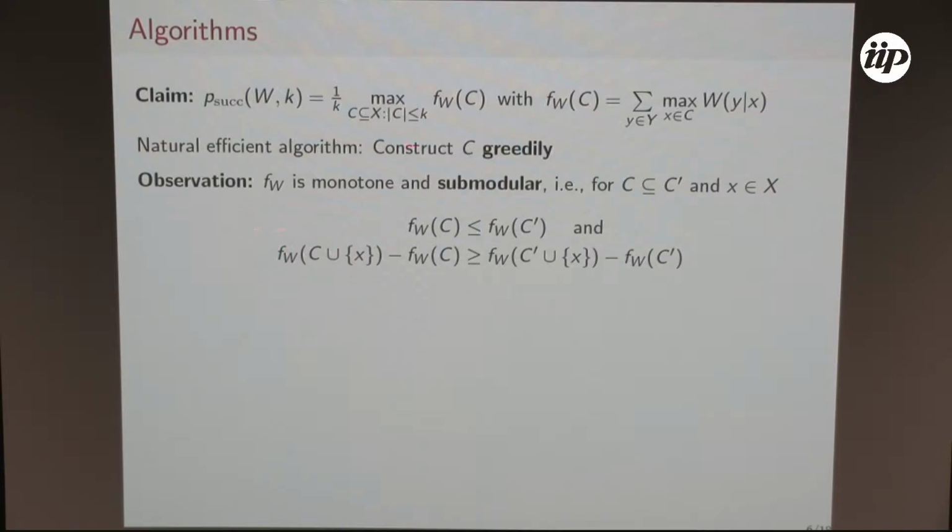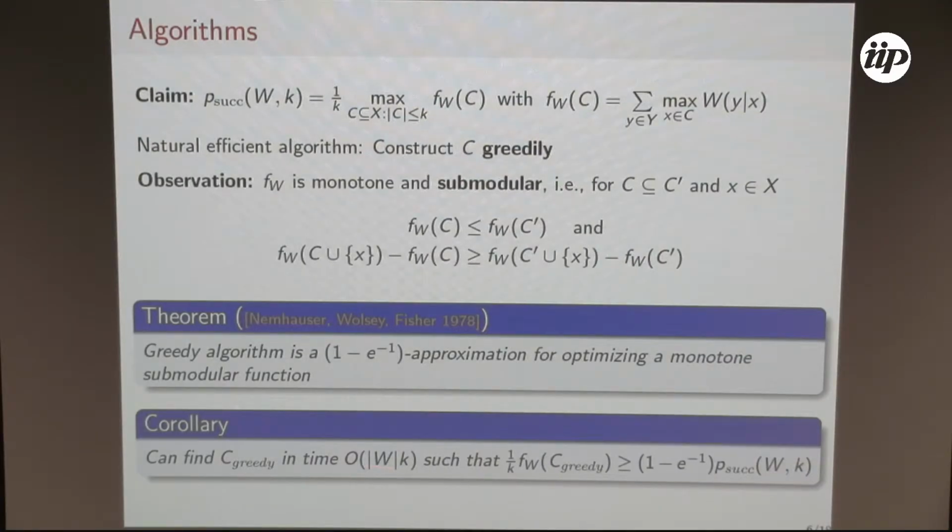So what are these properties? First, fw is monotone, which is obvious: if you make c larger, then fw is larger. And the important property is that it's something called submodular. One way of seeing this is that it has the property of diminishing returns. If I consider two sets, C and C prime, with C included in C prime, then if I add any element x to C, the increase that I get is bigger than the increase I would have gotten for the larger set C prime. That's why it's called diminishing returns: the return I get from adding x is more on the smaller sets.